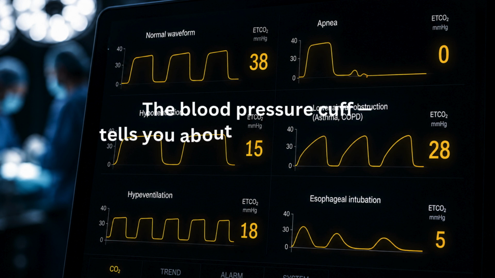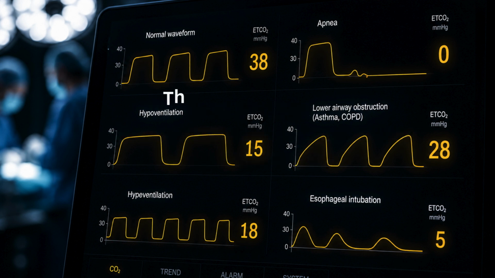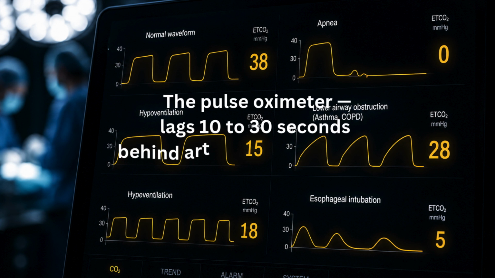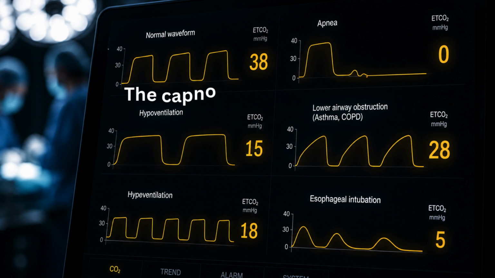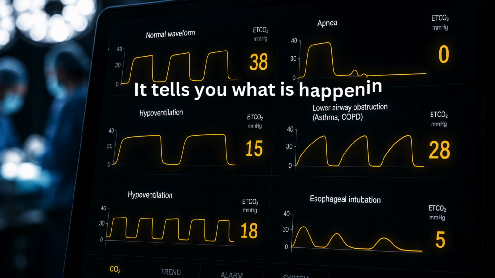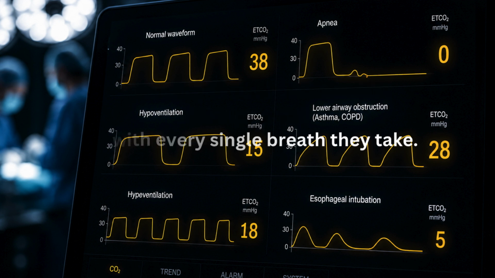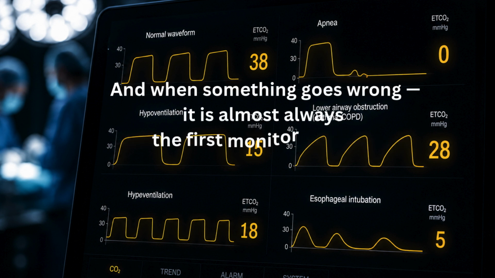The blood pressure cuff tells you about 1 moment in time every 2 to 5 minutes. The pulse oximeter lags 10 to 30 seconds behind arterial oxygen content. The capnography waveform is continuous, immediate, honest. It tells you what is happening inside your patient with every single breath they take. And when something goes wrong, it is almost always the first monitor to know.